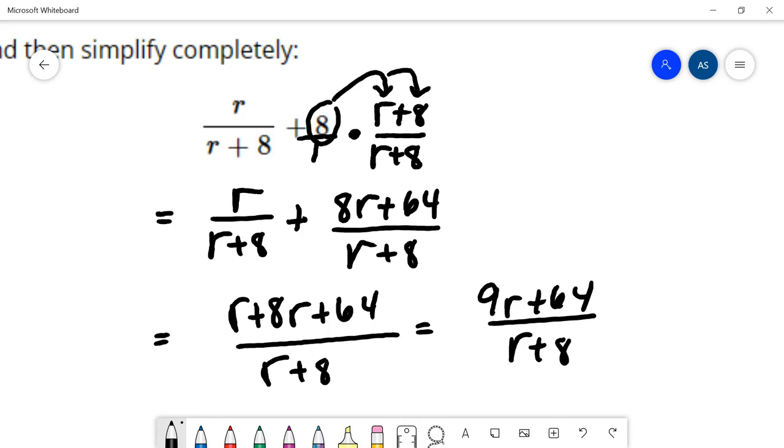And we'll leave that there. We should try to factor the numerator to see if anything cancels, but I don't have any common factors in my numerator, and definitely none that match the denominator. So this is our answer.